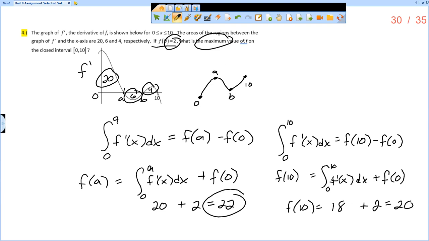Now, it does say what is the maximum value. The maximum value is 22, right? So that's our answer. But where does it occur? Well, it occurs at x equals a, whatever that value happens to be. All right. So the answer is 22.